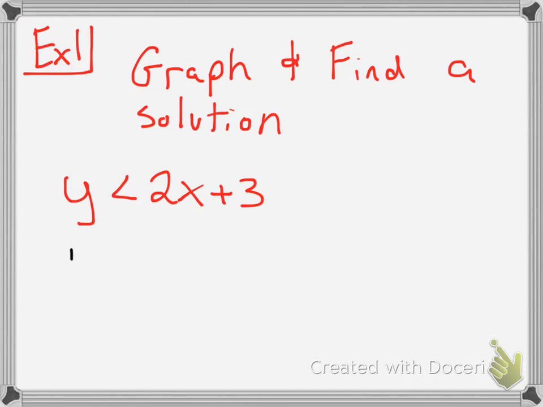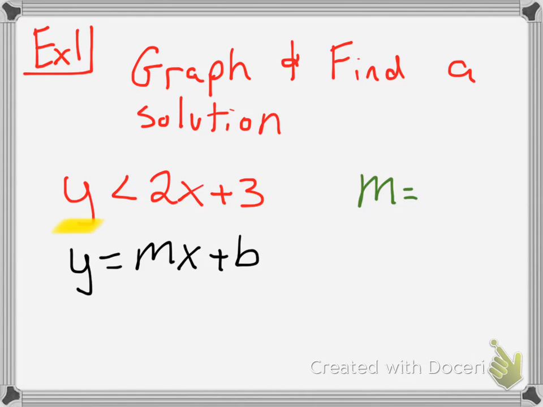Now, we want to recognize this in slope-intercept form. Okay? We want y by itself. So I'm going to list a couple important key features that we should recognize. My slope, m, is 2, which is 2 over 1. For the run, put a 1 there. And my y-intercept is 3.